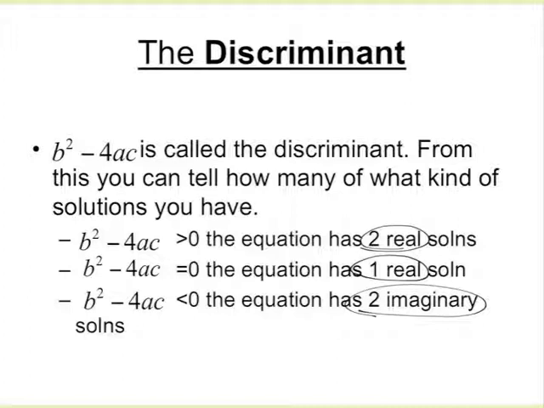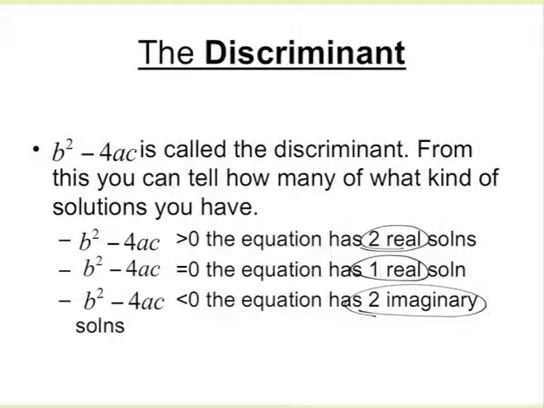So whether the discriminant is positive, 0, or negative can tell us about the types of solutions that we will have. If our discriminant is positive, we get two reals. Negative, we get two imaginaries. 0, we get just one real solution. The discriminant is not a way to solve quadratic equations. It doesn't tell us what our answers are. It just tells us what kind of answers we have.